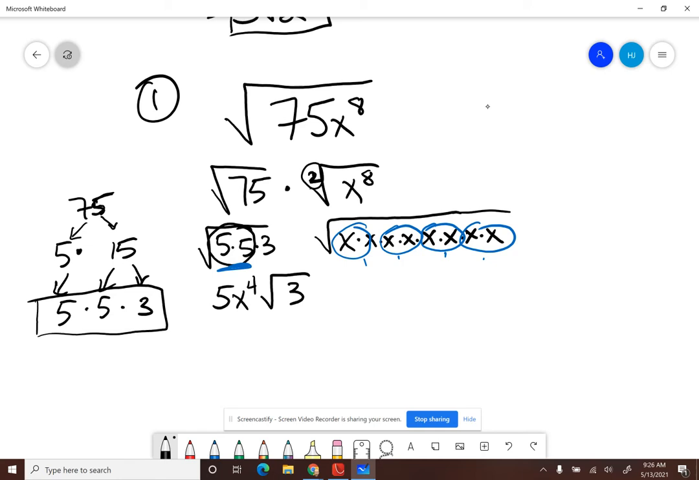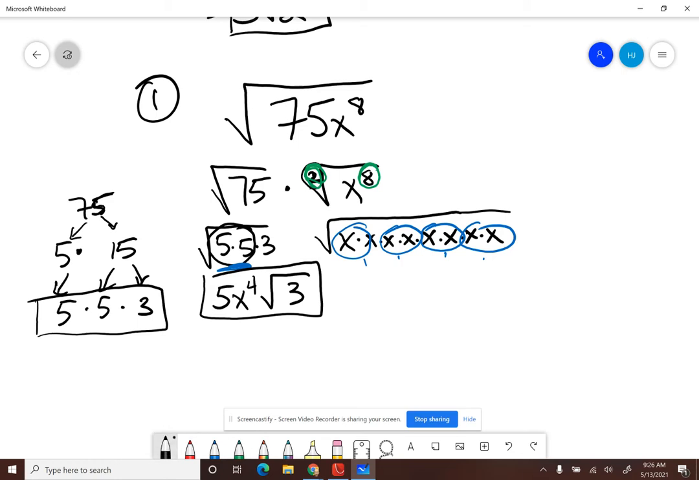This is my final answer. This is done, okay? I'm finished. What I want you to see is really all you have to do is just take the exponent that you have here. This is x to the 8th. And divide it by 2, and you will notice that I get exactly 4 groups out, okay?